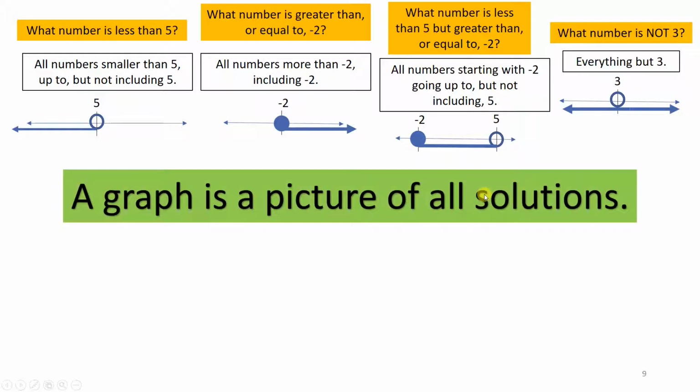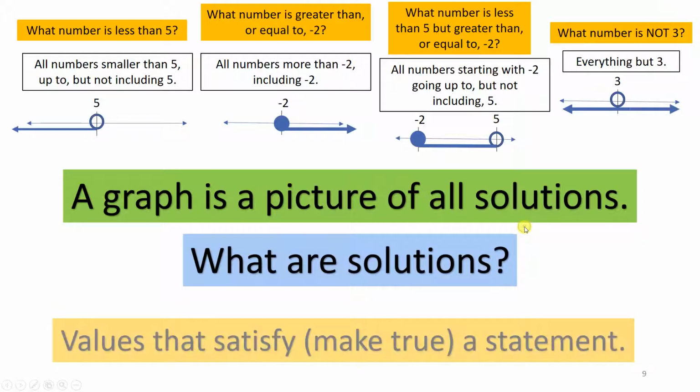Now, we're talking about graphing. A graph is a picture of all solutions. So when we're graphing these things, what we're doing is drawing a picture of every possible answer. When you were learning how to solve equations like x plus 3 equals 5, x would be 2 as your answer, right? Well, there's no need to graph that because it's just one answer, but these have lots of solutions. In case you're not sure, a solution is a value that makes a statement true.